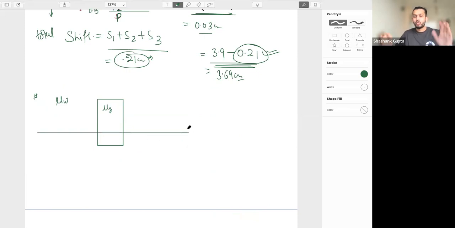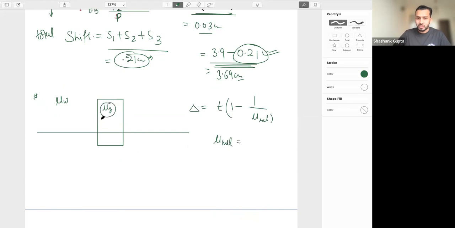Just remember, if a whole system is in water, I'm giving you the idea for one slab. The shift is given by t times 1 minus 1 by mu relative. What is this mu relative? Mu relative is nothing but the refractive index of the slab with respect to the surrounding. In this case, the surrounding is water. So wherever we were writing mu, we will write mu of that slab divided by mu of surrounding. If the surrounding is water, then water comes in the denominator, and in the numerator, mu of water goes in place of one.